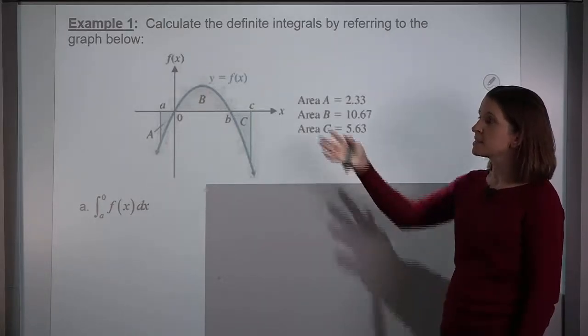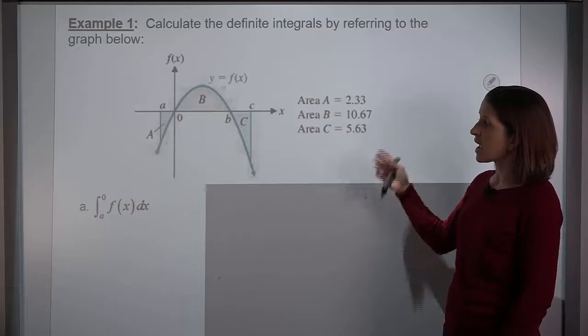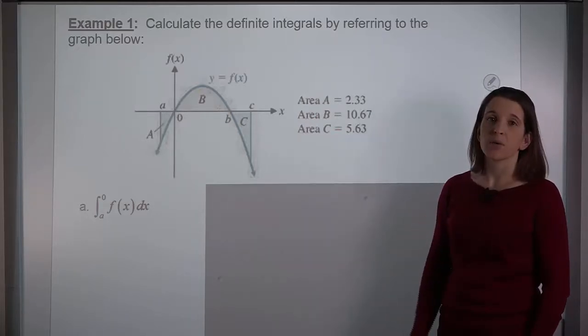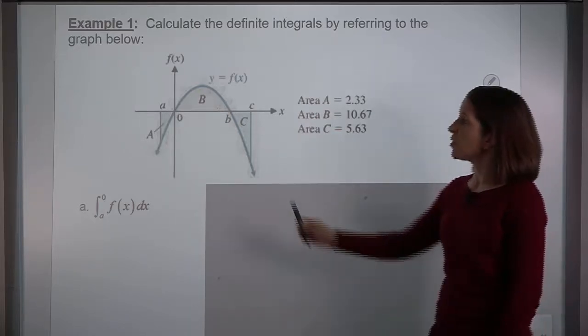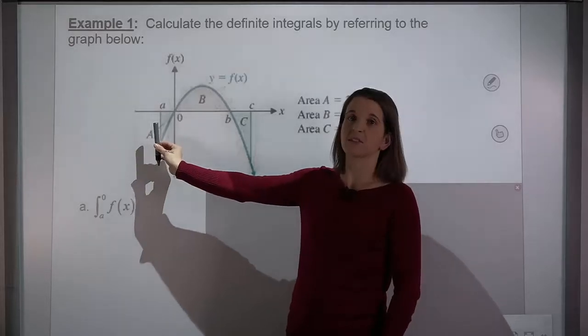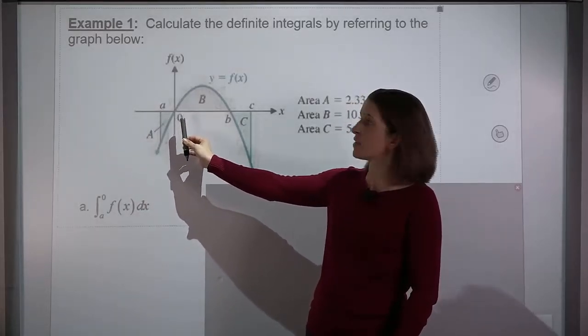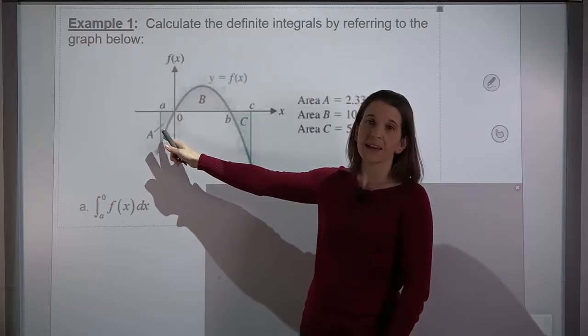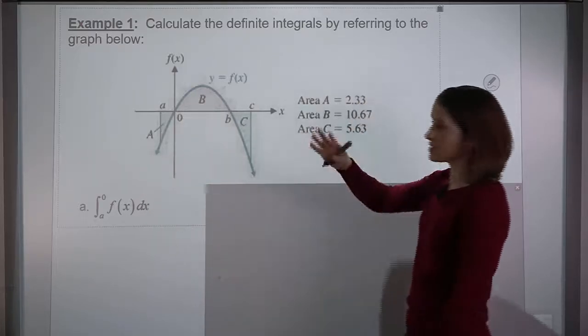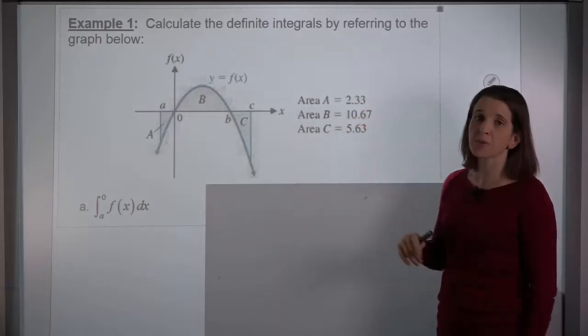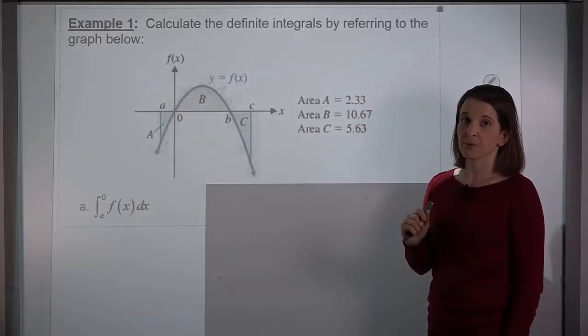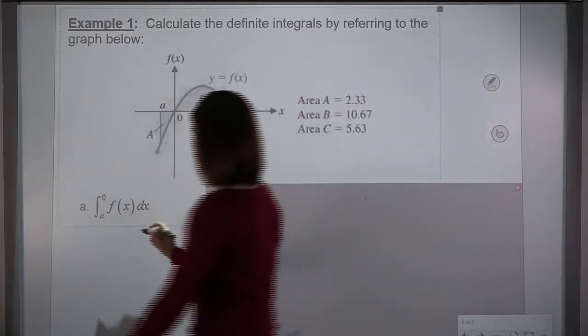So for a problem like this, they've given me the areas that I have, and for part A, I am going from A to 0. So I'm starting at an x of A and sweeping out the area that I get until I stop at x equals 0. That is region A, big A, that I have swept out. They tell me that's 2.33, but it's below the axis. That's all.